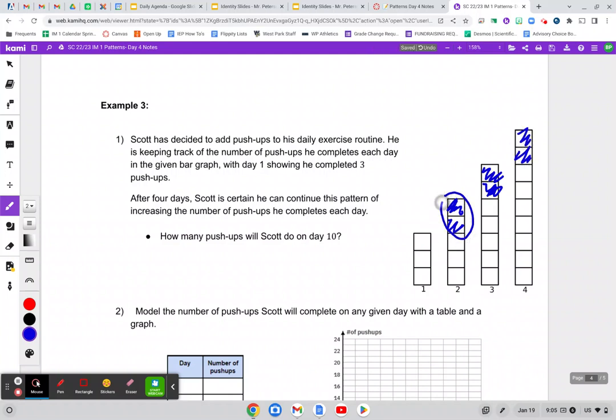So you can see this is the arithmetic change here. We are adding 2 each day. So he's getting stronger. Boy, Scott, keep doing them, man. So he's getting stronger. He's doing 2 more each day.